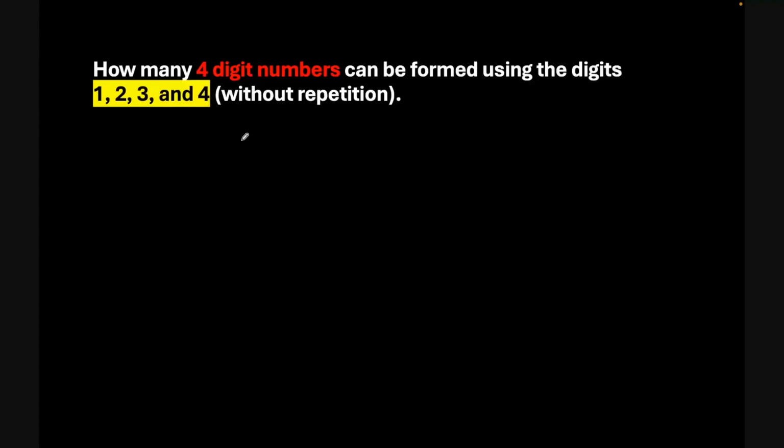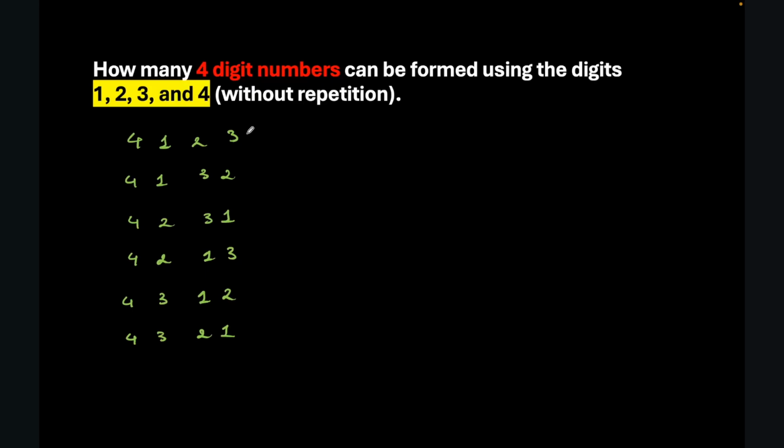So let's start with 4. Let's make the first digit 4. So we can have 4, 1, 2, 3. Then we have 4, 1, 3, 2, just swapping the last two numbers. Then we can change the 1, make it 2, and you can say 3 and 1, and then 4, 2, 1, 3. And then we have 4, 3, 1, 2, and 4, 3, 2, 1.